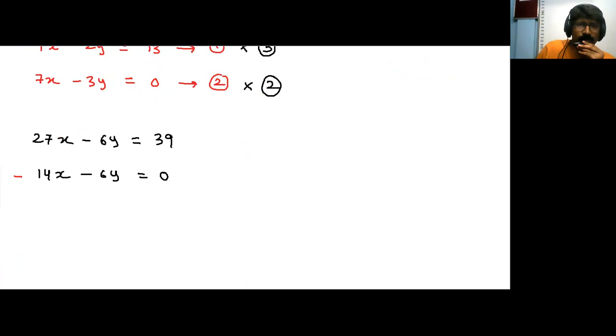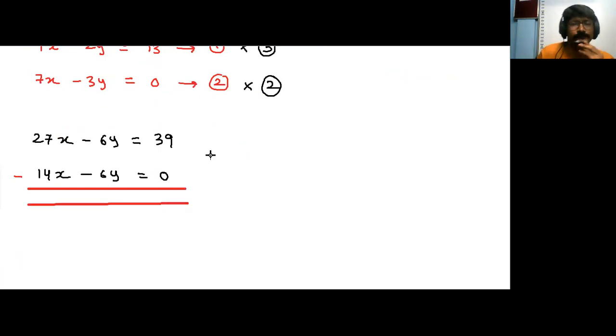So whenever we are subtracting, we draw two lines. Why would you draw two lines? Simple. The second line is for changing the signs. What I mean by changing the signs? This 14x was positive, which will become negative. This 6y was negative, which will become positive. And the 0 is positive, it does not make a difference whatever you do with it, but tentatively you can write negative. Now for 27x minus 14x, what it becomes?